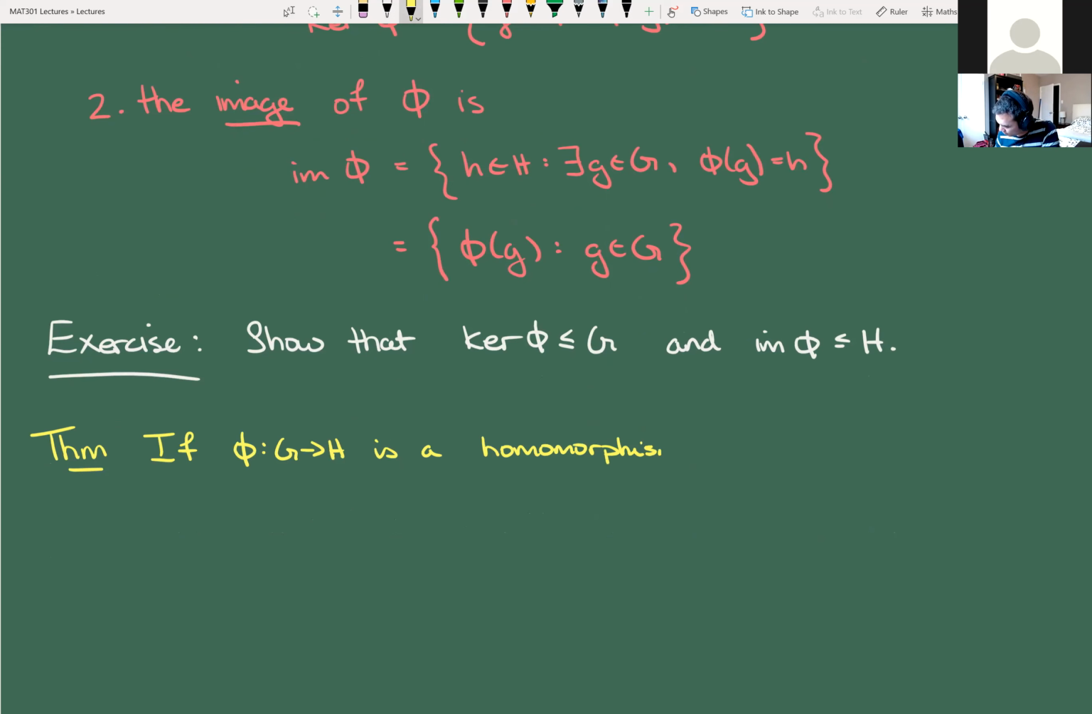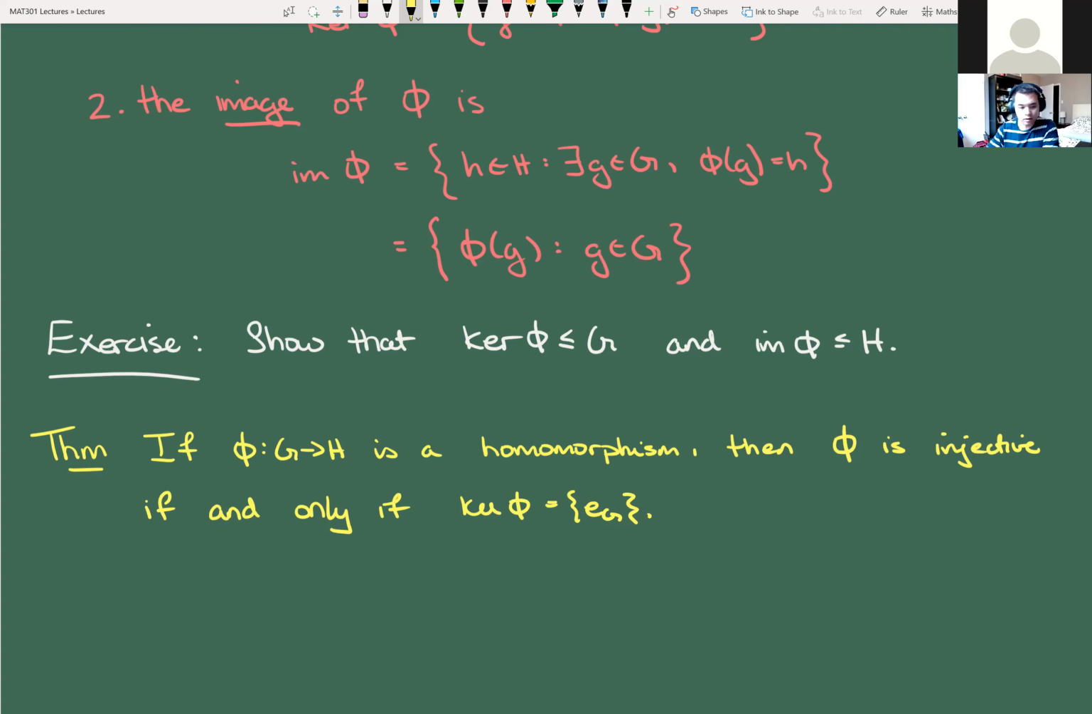If phi is a homomorphism, then phi is injective if and only if the kernel of phi is just the identity element. Okay, so it's trivial. The proof is exactly the same as the one that you do in linear algebra.